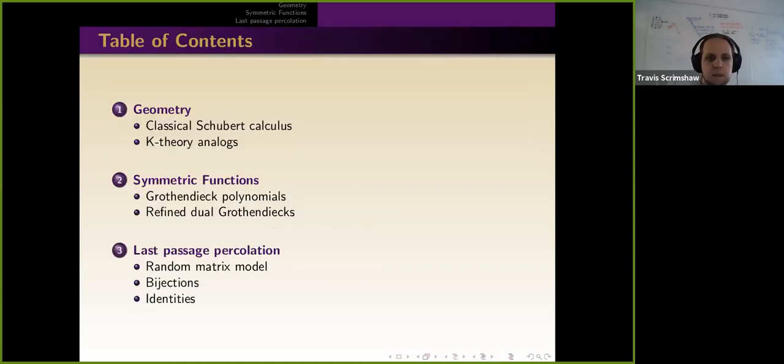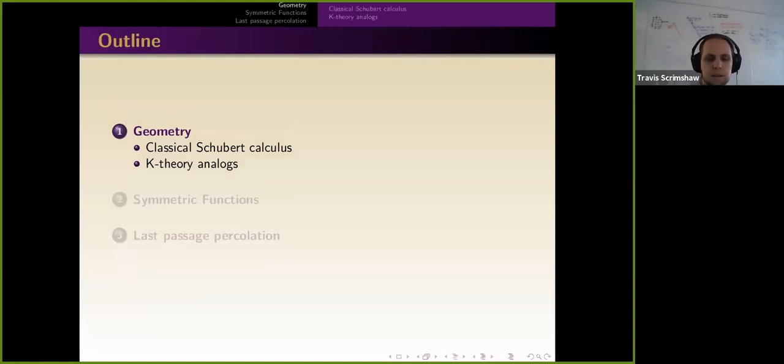Just to start the talk, we'll go through some of the geometry that was the motivation for the main polynomials that we're going to be talking about, which are these refined dual Grothendieck polynomials. Then we'll be relating it to a random matrix model with last passage percolation, and talk about some of the results that follow from that.